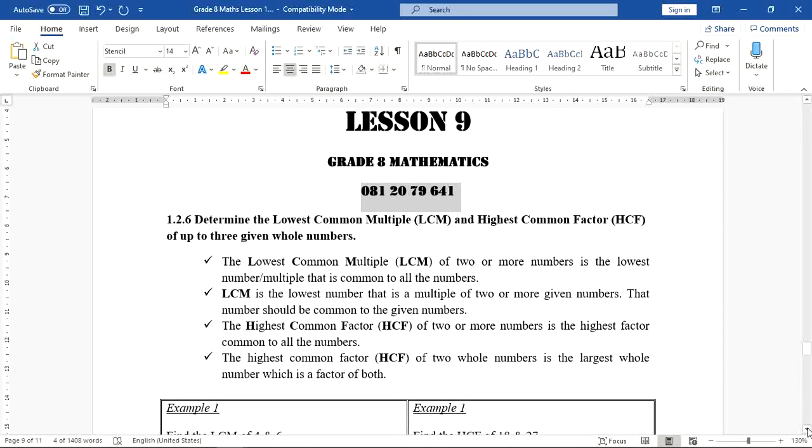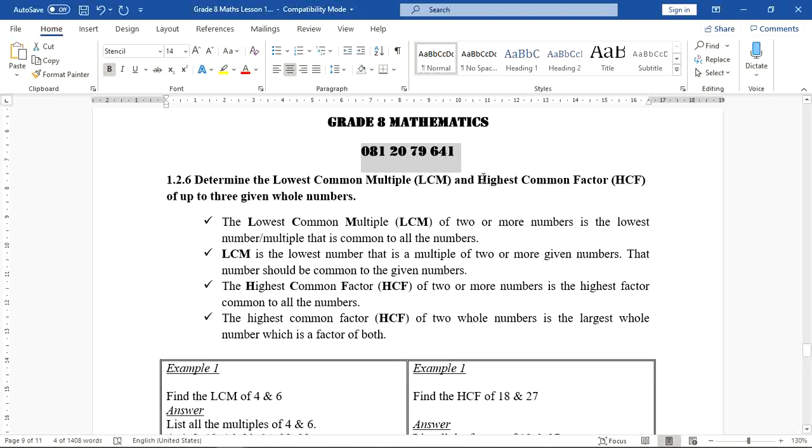In this lesson, we are going to focus on the highest common factor. Last time we were dealing with the multiples, so now we are looking at the factors. What is a factor? A factor is a number that can divide another number without a remainder.